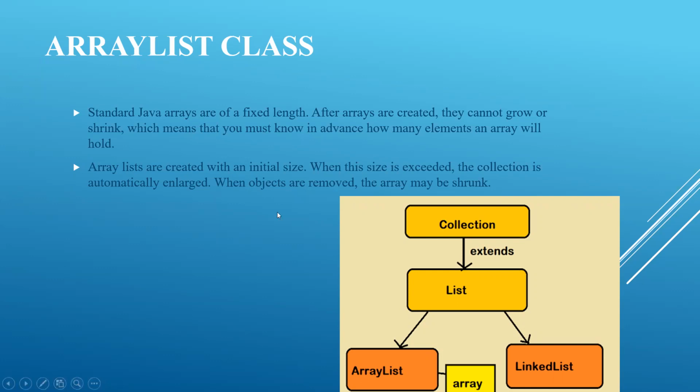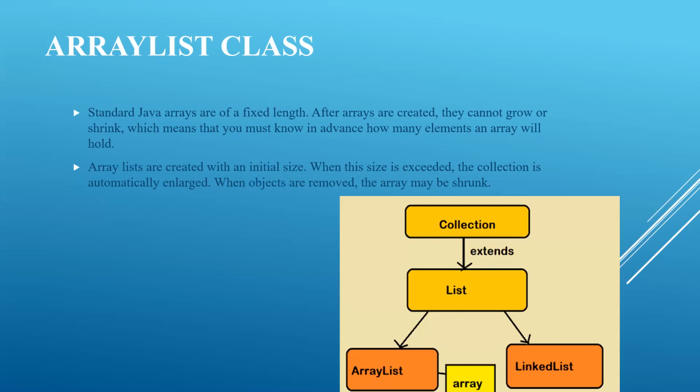ArrayLists are similar to arrays, but the difference is that normal Java arrays are of fixed length. In the ArrayList class, arrays are created so that they can grow and they can shrink. But in Java, when you declare an array, it is created, but it cannot grow or shrink. We cannot add elements in advance or remove elements from the array. But when you create an ArrayList, it is created with an initial size, where the size can be exceeded and the size can be shrunk.